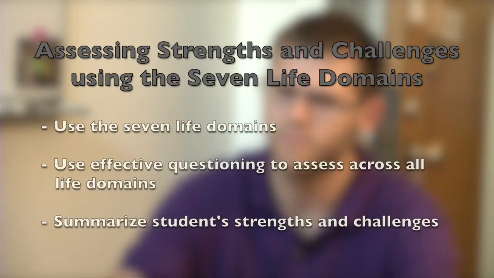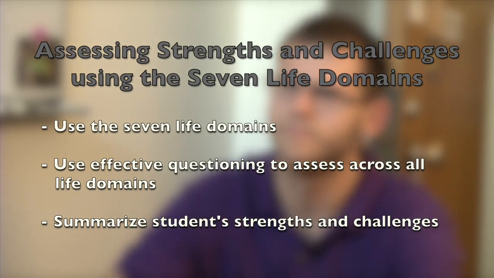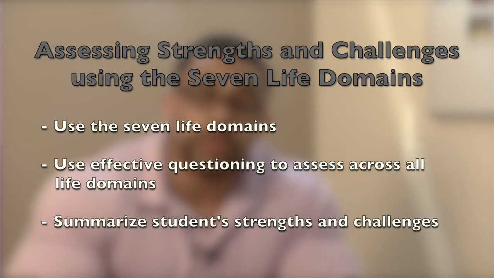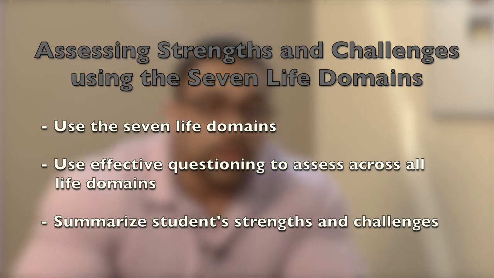By using the 7 life domains and inviting the student to drive the sorting out of each situation, the coach has effectively partnered to assess the strengths and challenges the student is facing. After using this skill, the coach implements the skill of prioritizing in partnership with the student.